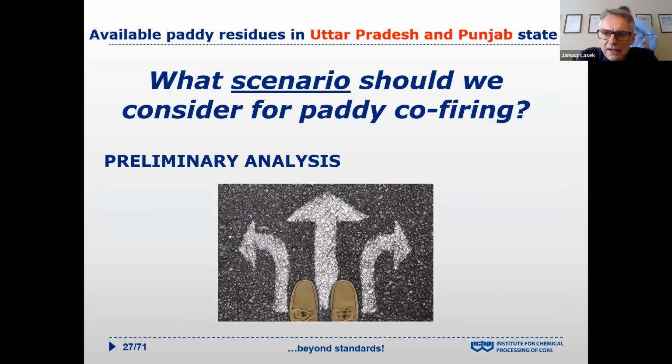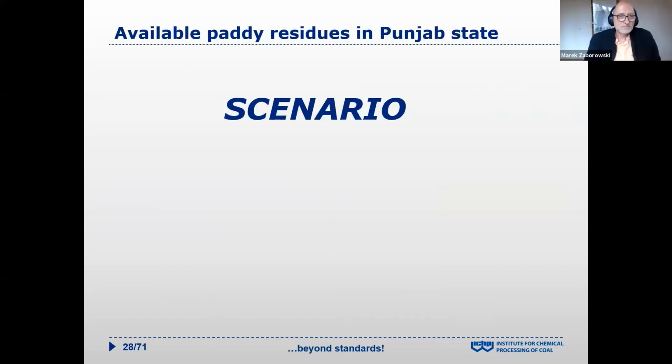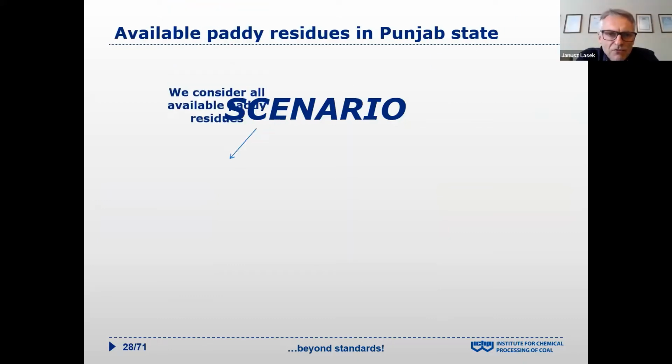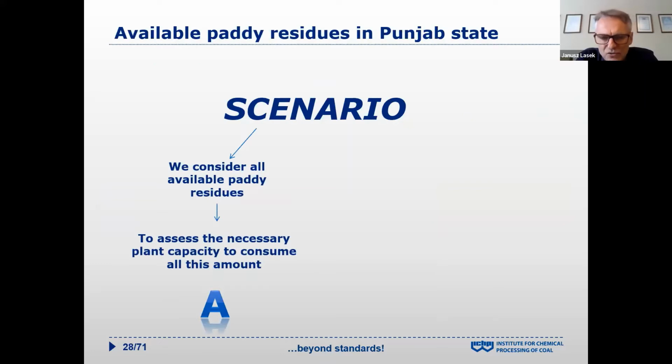So we actually evaluated two most probable scenarios, in our opinion. And again, all the amounts given here address the Punjab state. The first scenario we can consider is that all available paddy residues should be co-fired, and what will be the necessary plant capacity to consume all this amount, and how many of such units should be necessary. That's one scenario, one option.